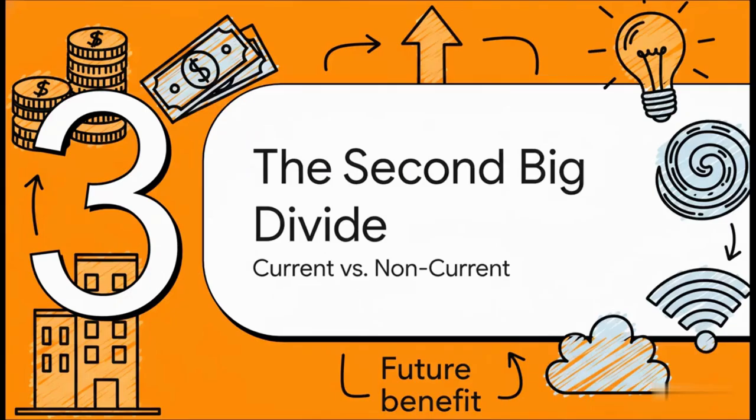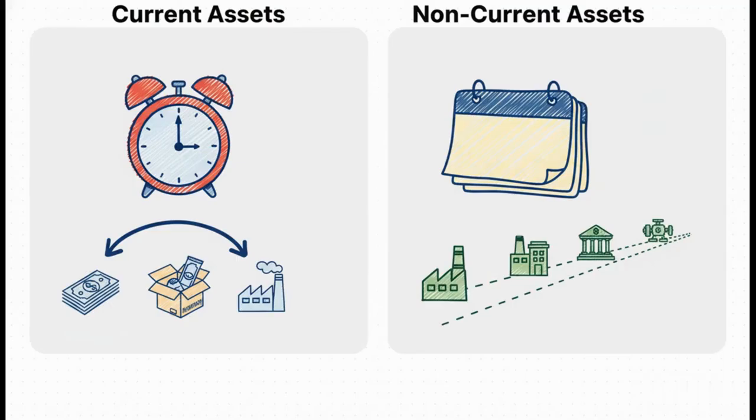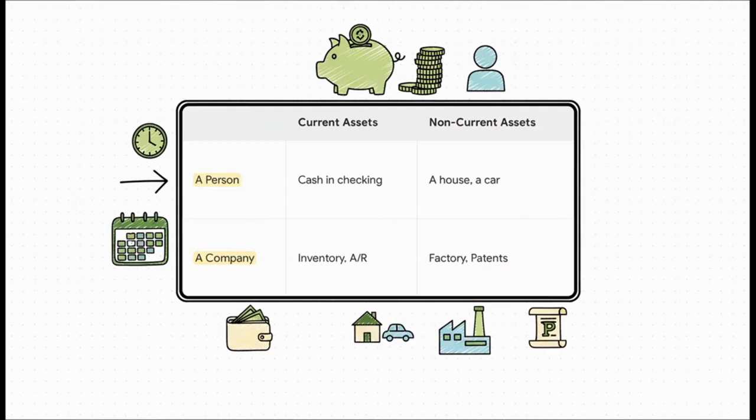So, besides whether you can touch it, there's another major way we categorize assets, and this one is all about time. It's the difference between current and non-current assets. The magic number to remember here is 1 year. Current assets are things you expect to either use up or turn into cash pretty quickly, within a year. They're all about your short-term financial flexibility. Non-current assets, which you'll sometimes hear called fixed assets, are your long-term players. These are the things you plan to hold on to for more than a year, and this applies to everybody, from you to a massive corporation.